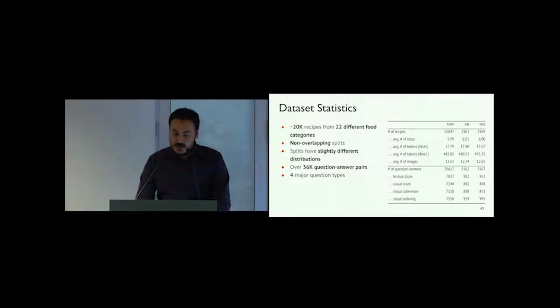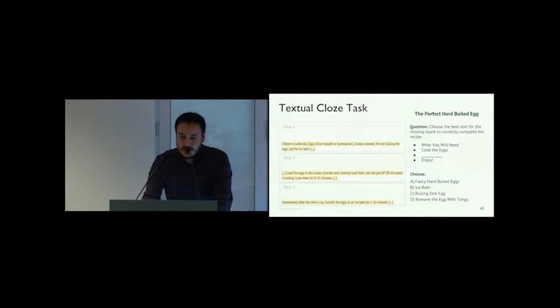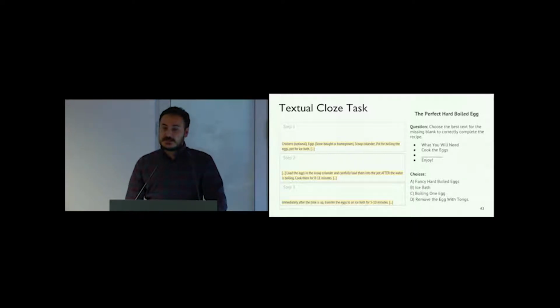We introduced four major question types, which correspond to different types of tasks: in particular textual cloze, visual cloze, visual coherence, and visual ordering, which I will be describing in detail very soon. The textual cloze task is actually quite common in reading comprehension datasets.